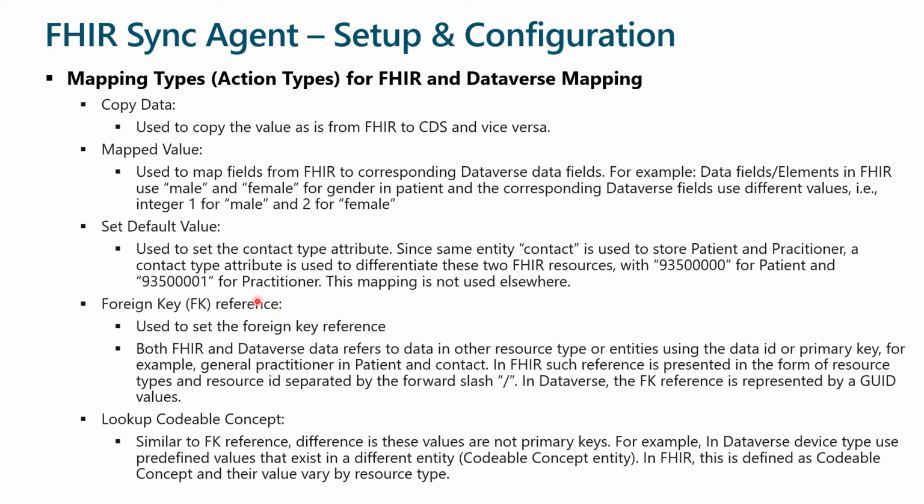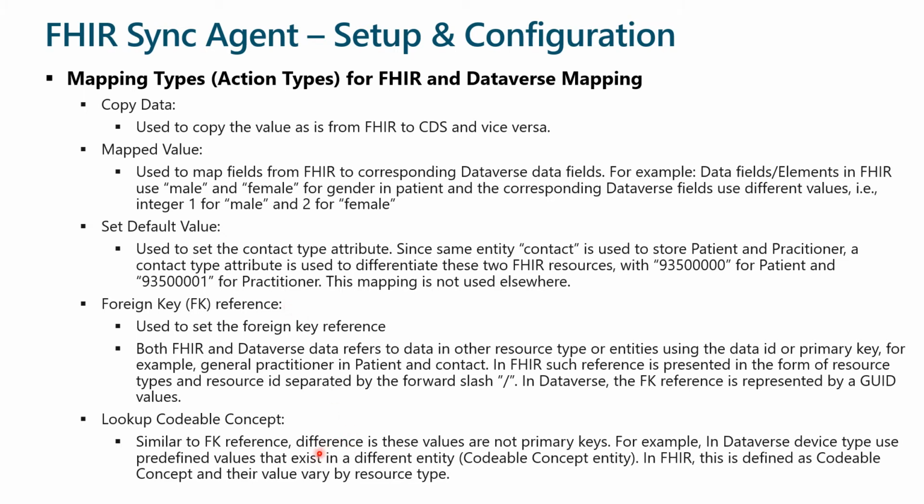Foreign key reference is used to set the foreign key reference. So in cases where both FHIR and Dataverse refer to another resource type or entity using the data ID or primary key, the foreign key is the mapping type that you need to choose.